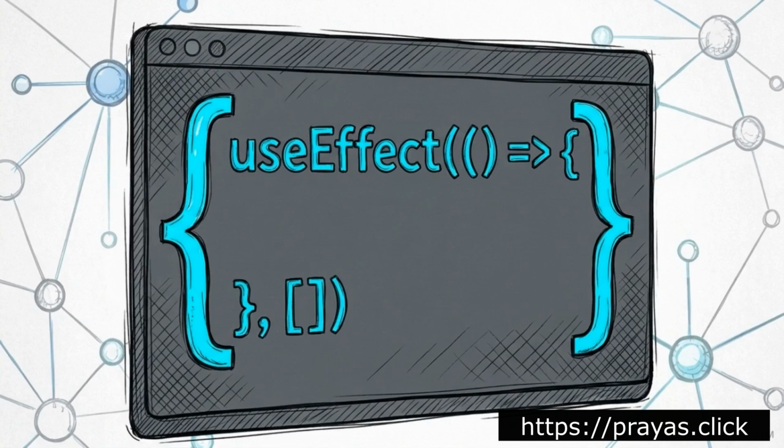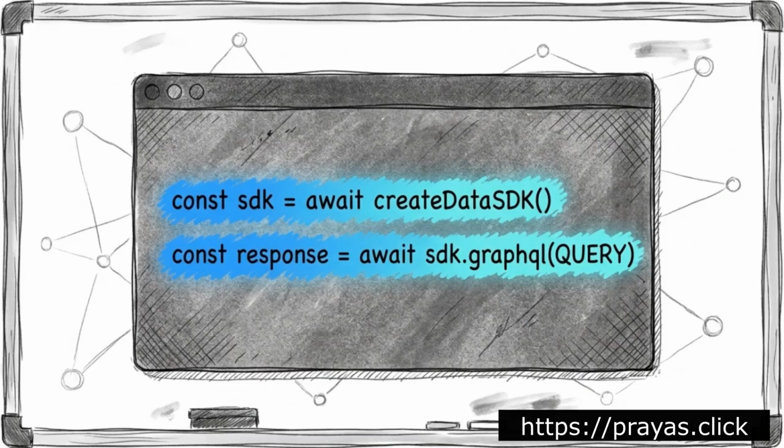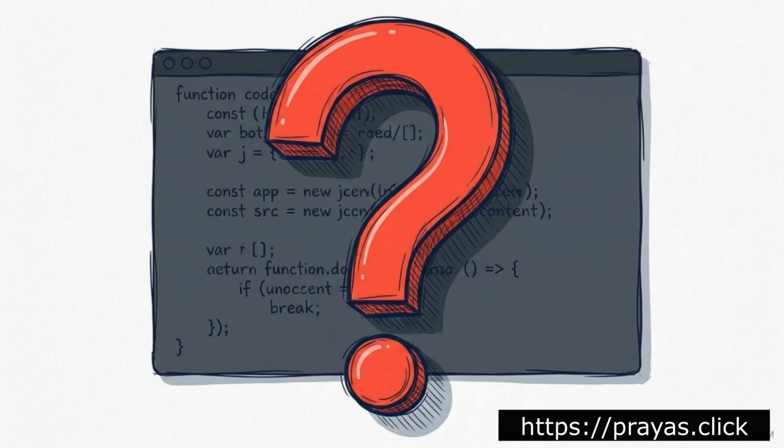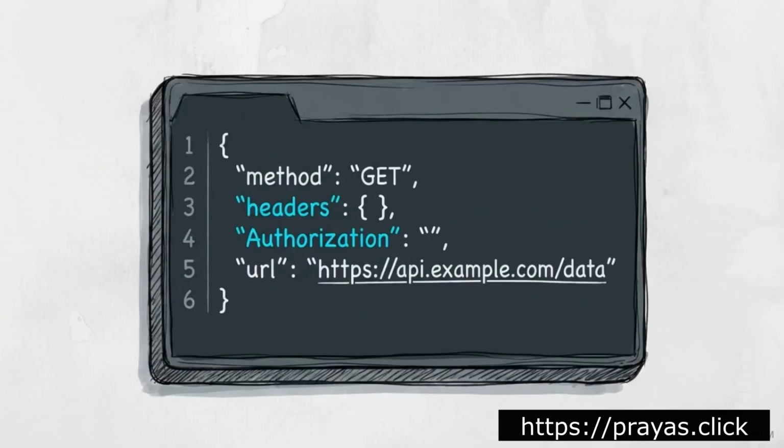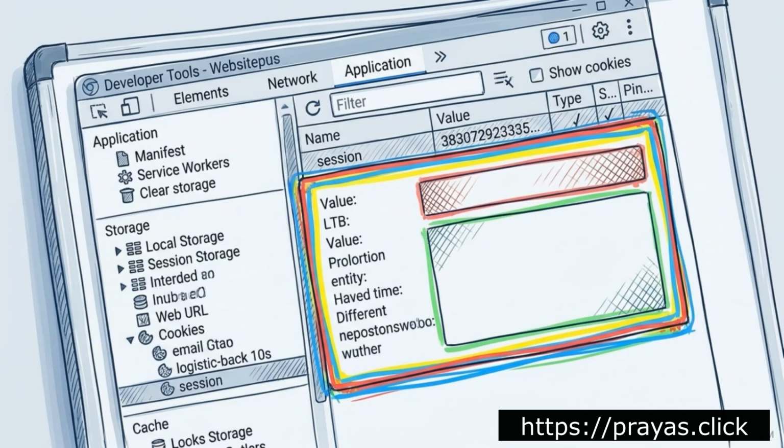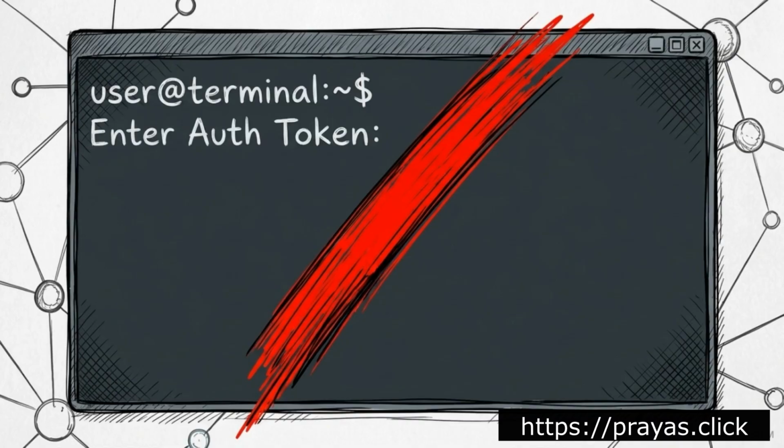You only need 2 lines here. First, instantiate the SDK with const sdk equals await createDataSDK. Then fetch the data with const response equals await sdk.graphql query. Notice what is missing from this block. No API keys are passed. We aren't checking session IDs or manually injecting authentication tokens.